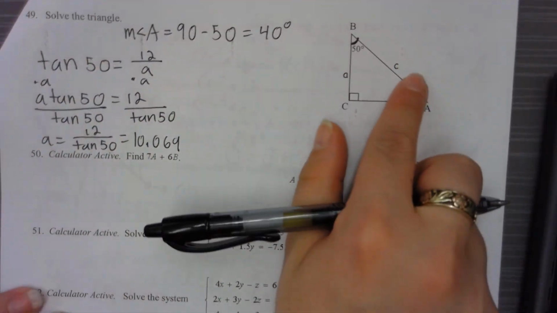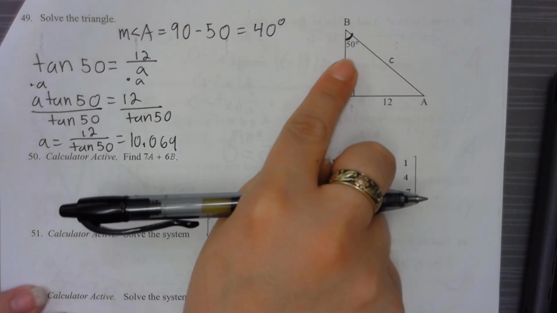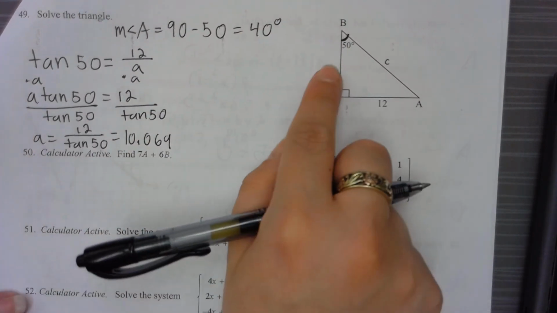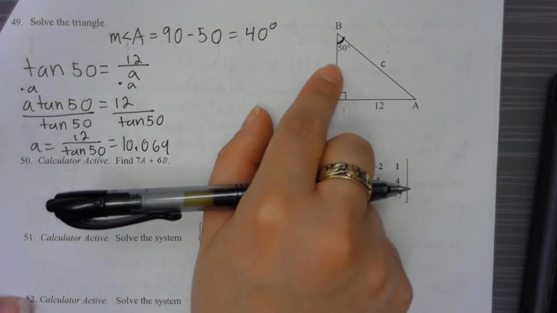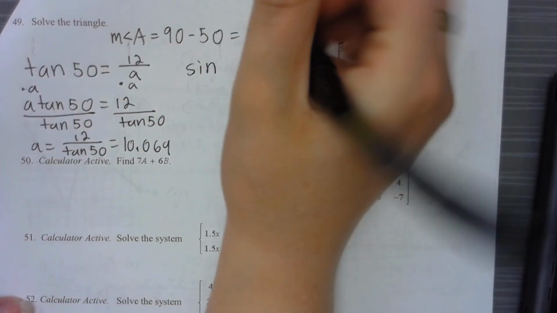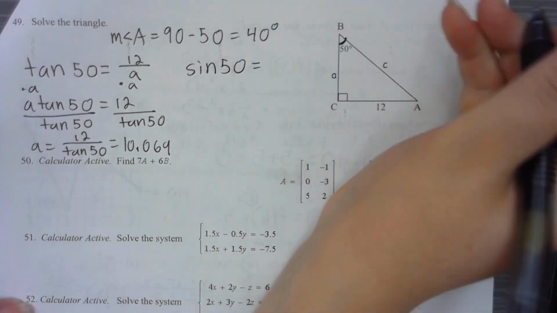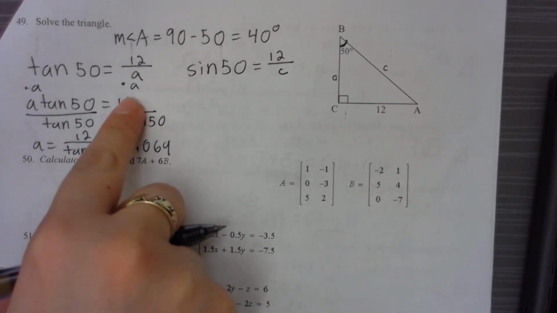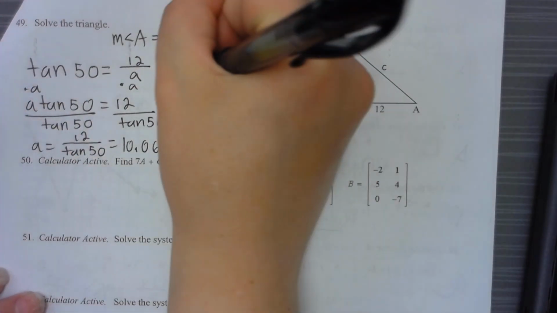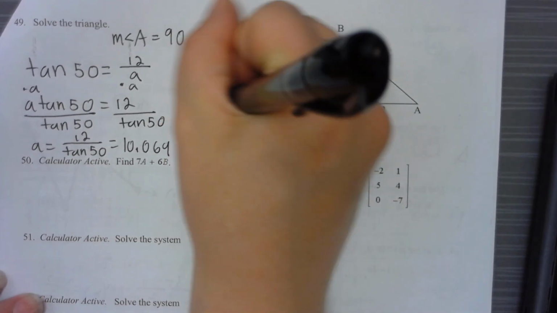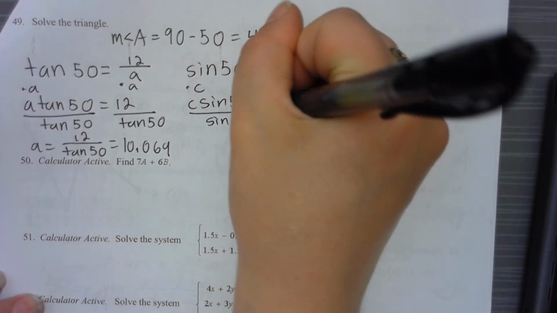So now we want to find C. And so we don't want to use A, though, to find C, because we found A, and so if we mess that up, we don't want it to mess up something in the future. So in relation to that 50-degree angle, we have the opposite and the hypotenuse. So in which case, we want to be using sine. So we'd say the sine of 50 is equal to the opposite, which is 12, over the hypotenuse, which is C. So similarly to solving for this one, we'd multiply both sides by C, and then divide both sides by the sine of 50.